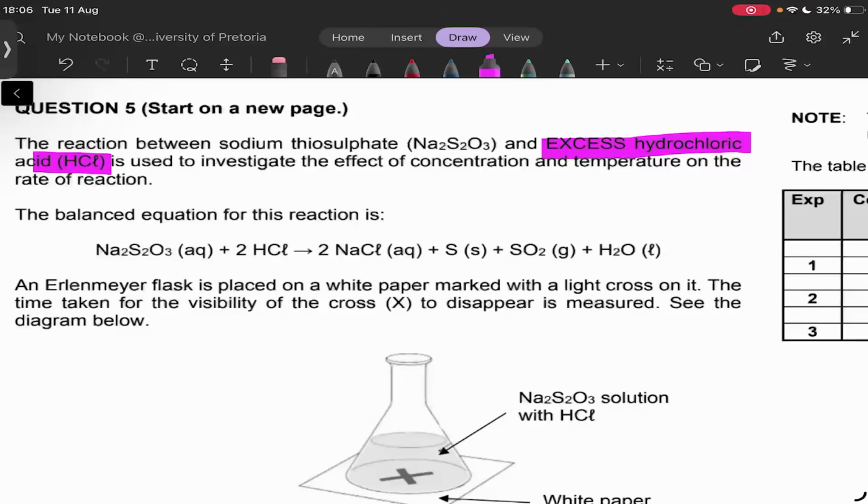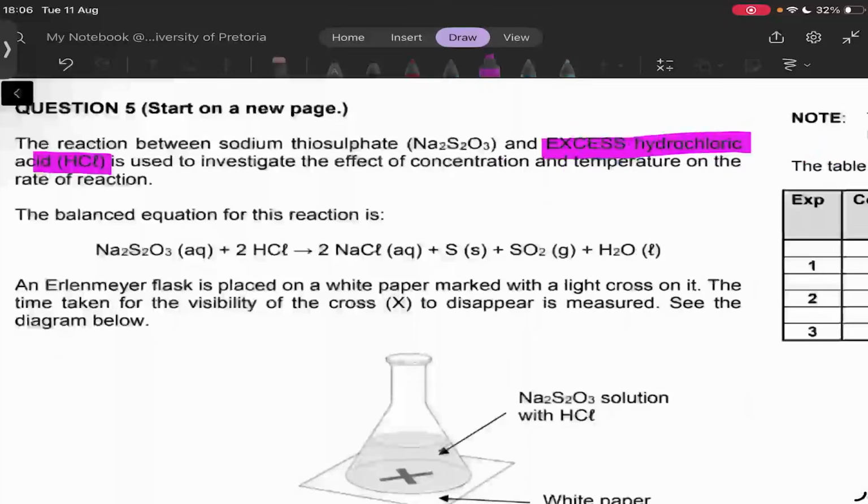And they go on to tell us an Erlenmeyer flask is placed on a white paper marked with a light cross on it. The time taken for the visibility of the cross to disappear is measured. See the diagram below. The diagram just kind of indicates what's happening. Let me scroll to that right now.